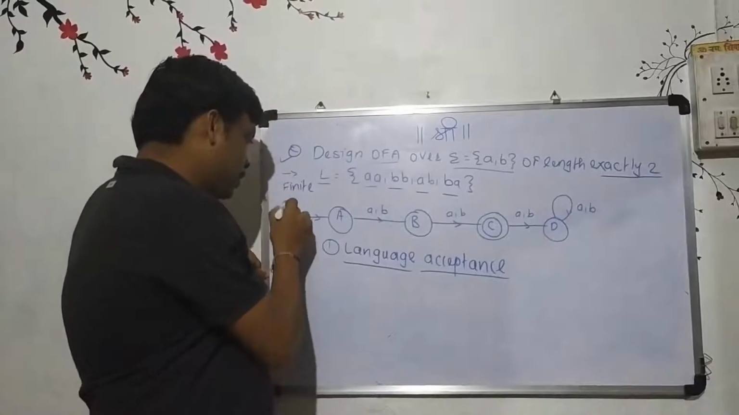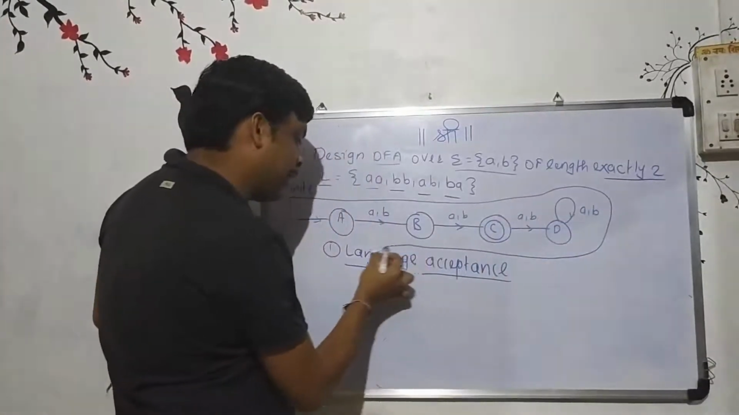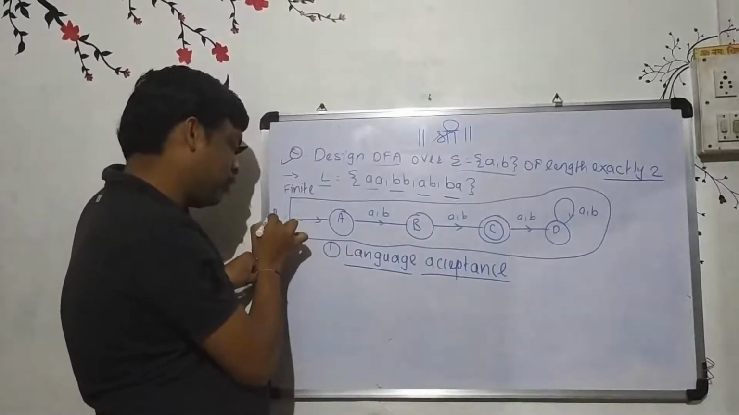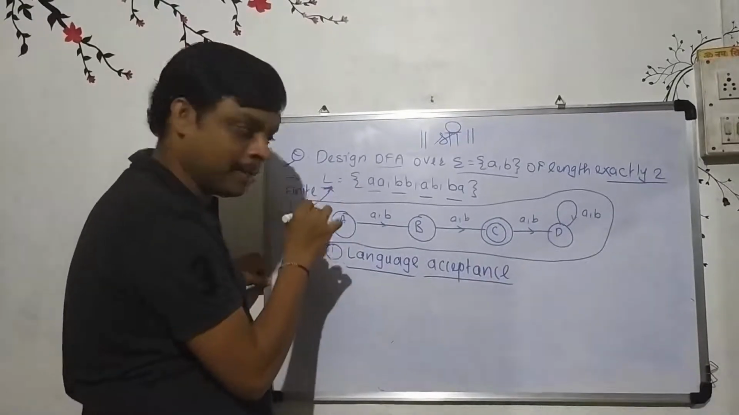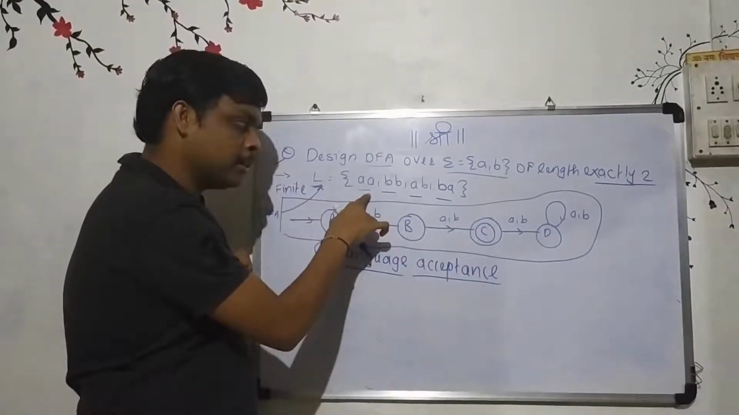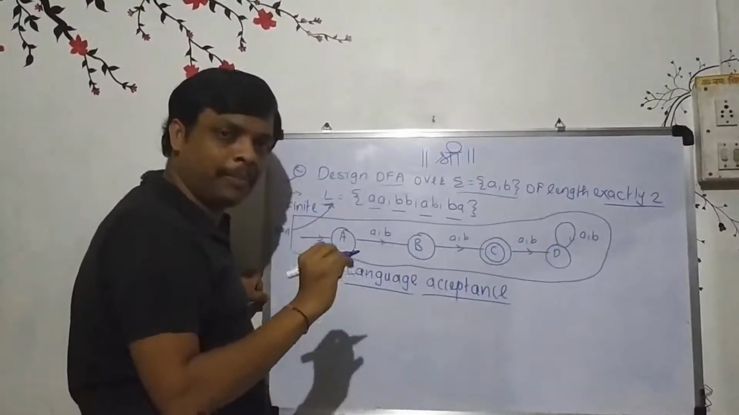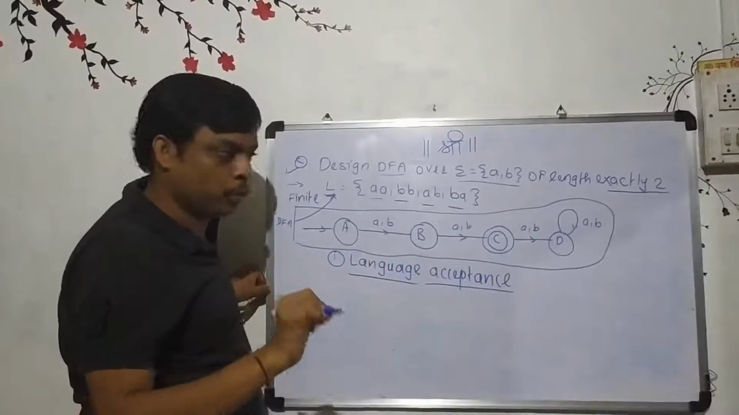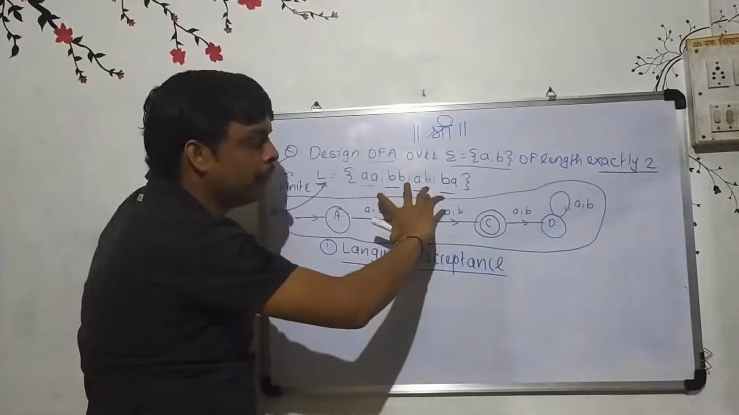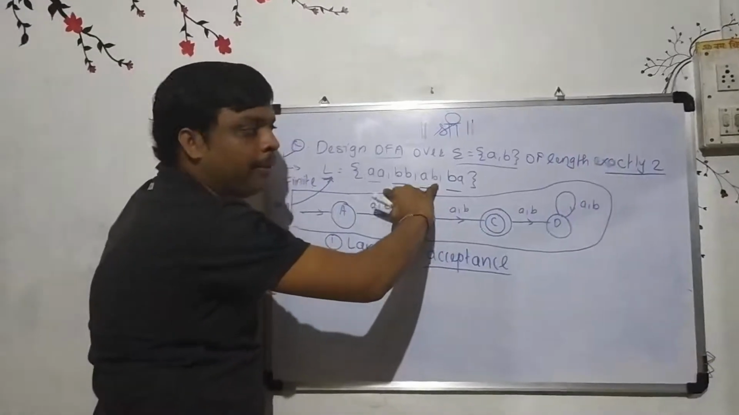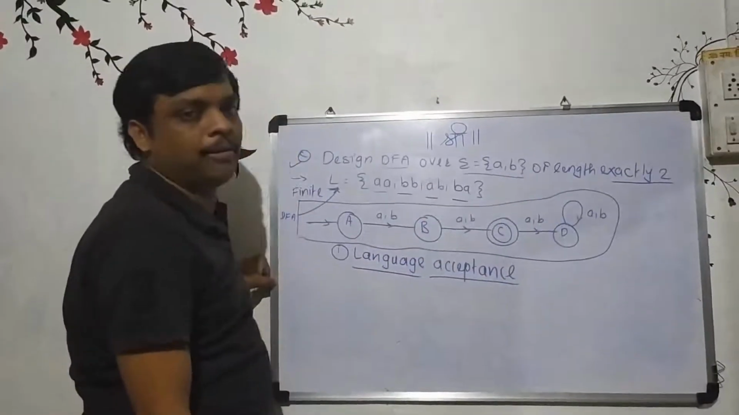This particular diagram is a diagram of a DFA for which language? For this particular language. And this language represents all strings of length 2 only, exactly 2. So this is a finite language. Why is this a finite language? Because only 4 possible strings we can form of exactly length 2. So the number 4 is fixed, that's why this is a finite language.